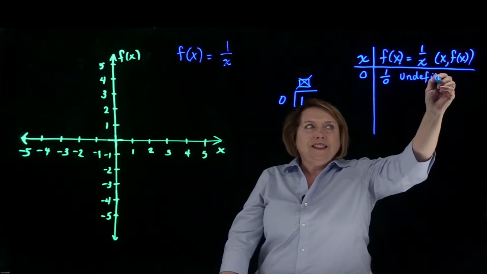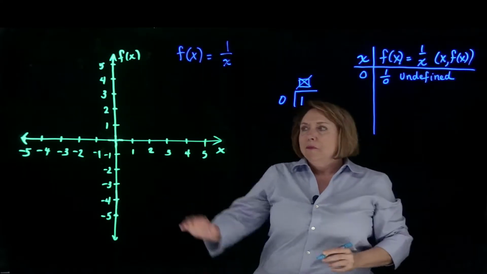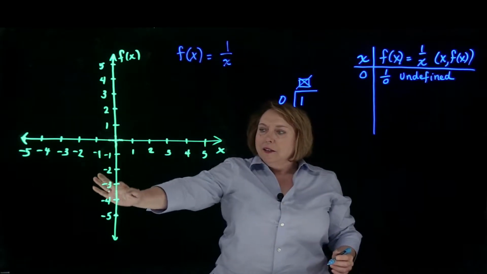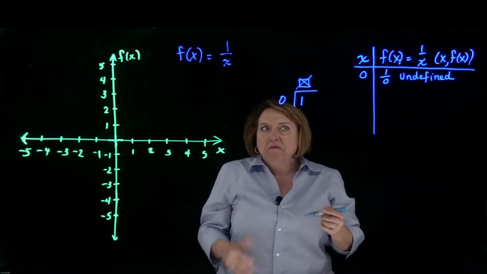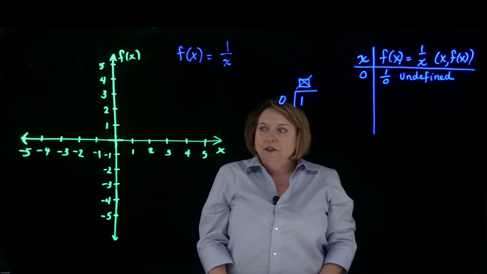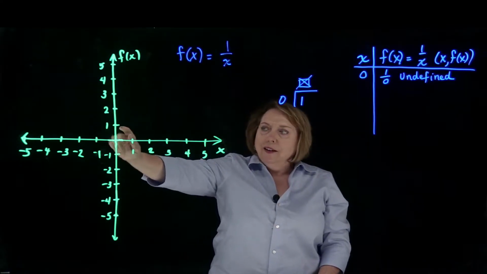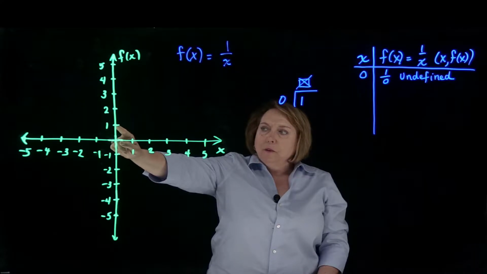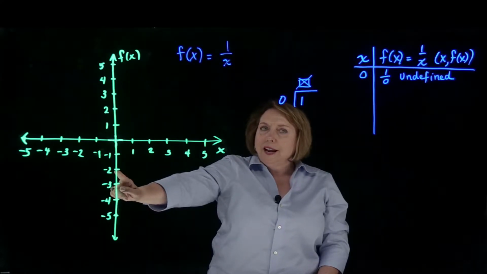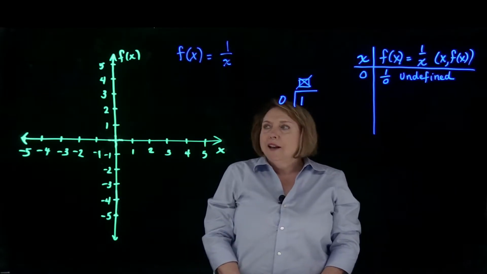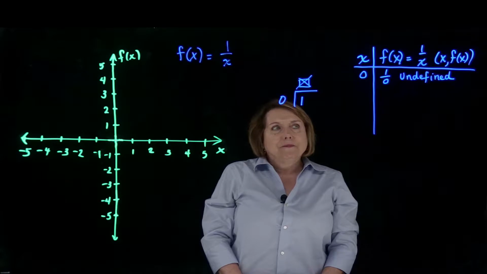That means that this function will never cross the y-axis because it's not defined if x is 0, which is any value of y here, or f of x, where x is 0. Like this ordered pair right here is 0, 1. This one down here is 0, negative 2. It's never going to cross that axis.